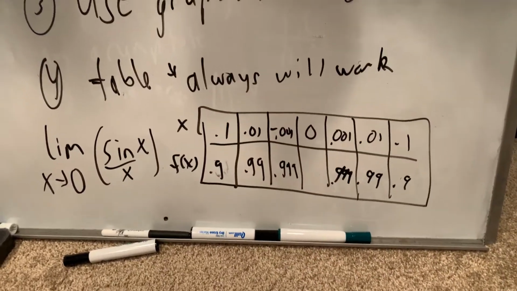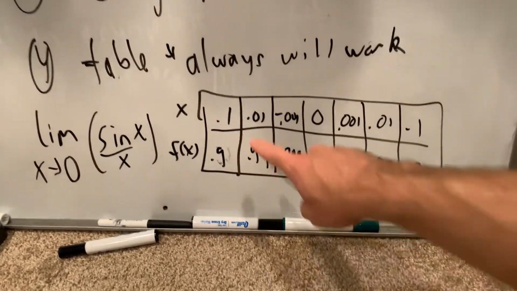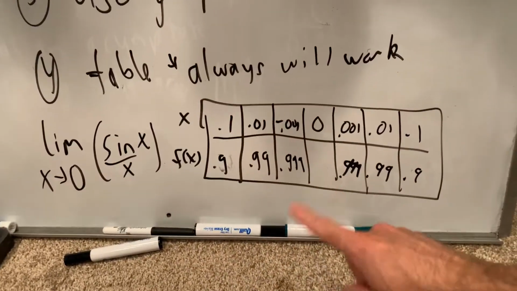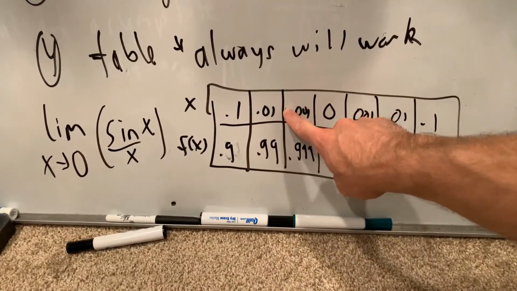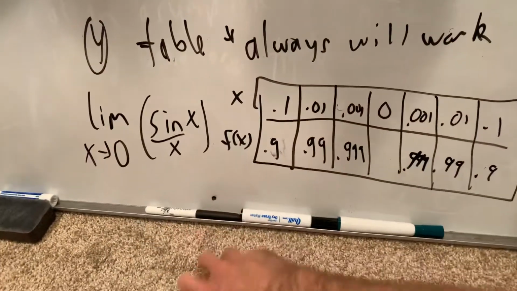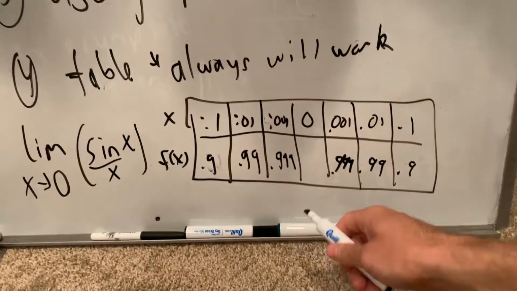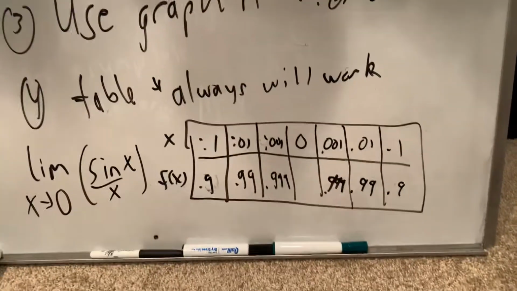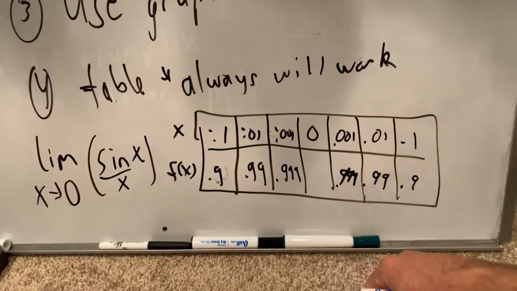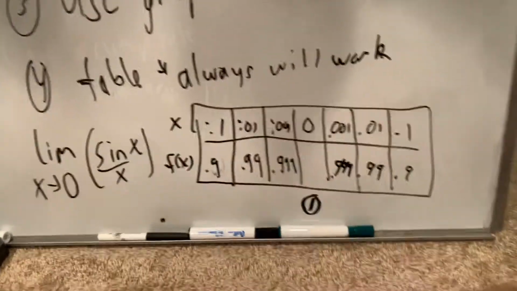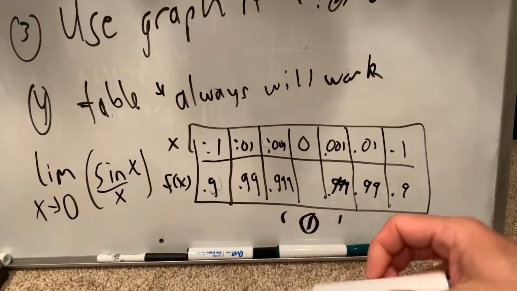If you plug 0.1 in for x, the sine of 0.1 over 0.1, and make sure you're in radian mode, you're going to end up with 0.9. But if you plug in 0.01, you get 0.99. 0.001, that shouldn't be a negative there. Actually, those should all be negatives. I apologize. If you plug negative 0.1 in, negative 0.01, and negative 0.001, you get 0.999. Now, on the other side, if you plug in 0.001, you'd get 0.999. So as you can see, both sides are getting closer and closer to 1. Therefore, if both sides are getting closer to the same number, your limit exists, and it is 1.